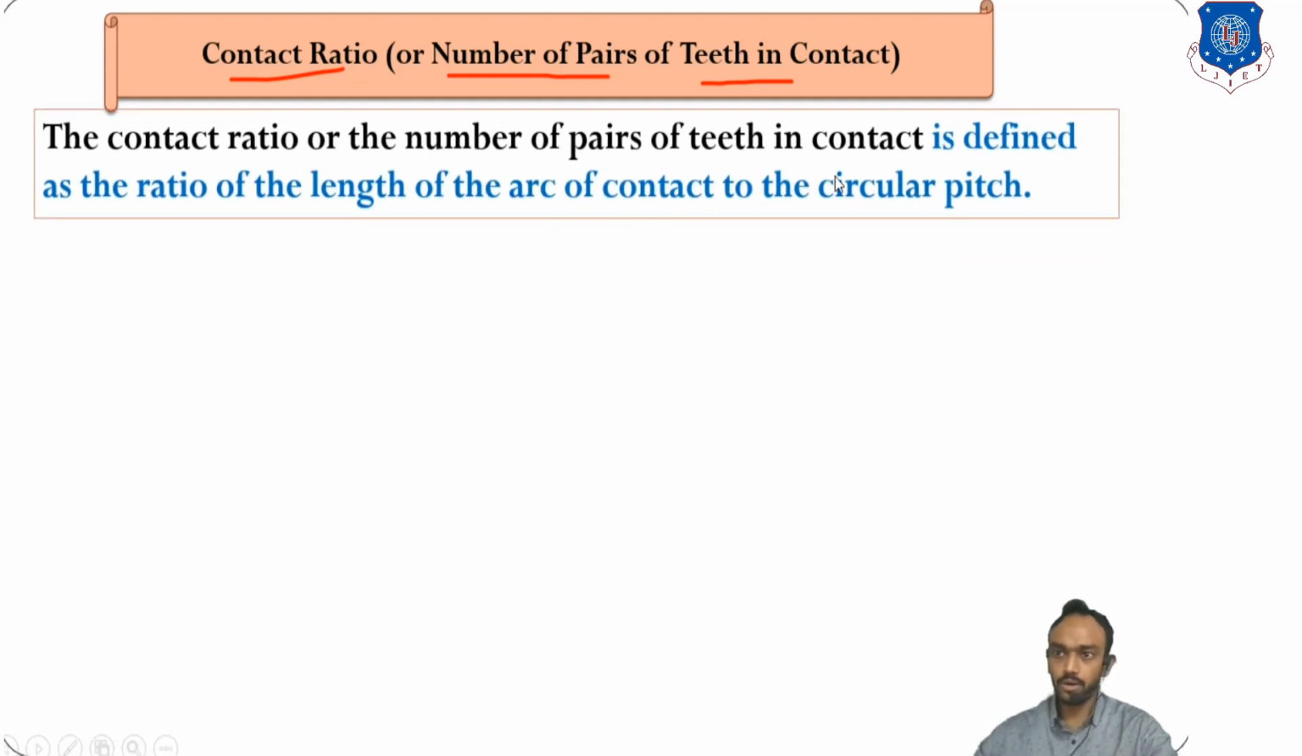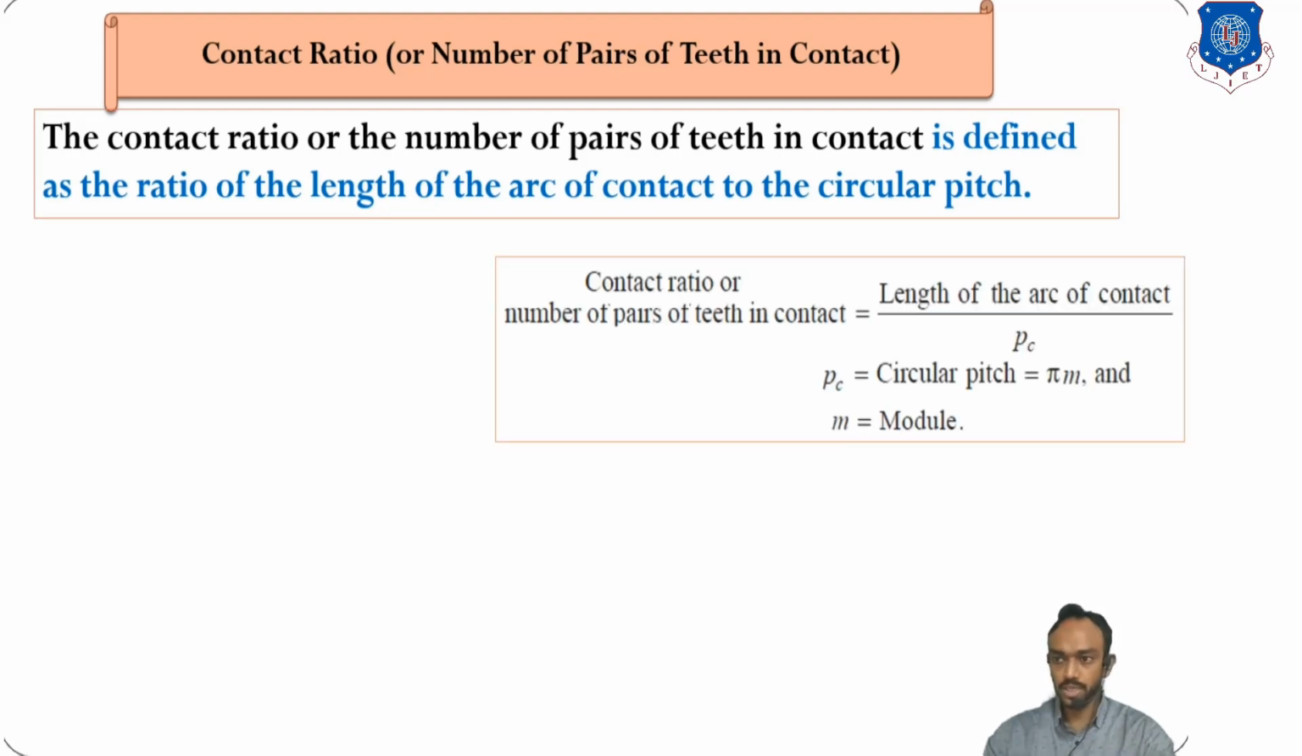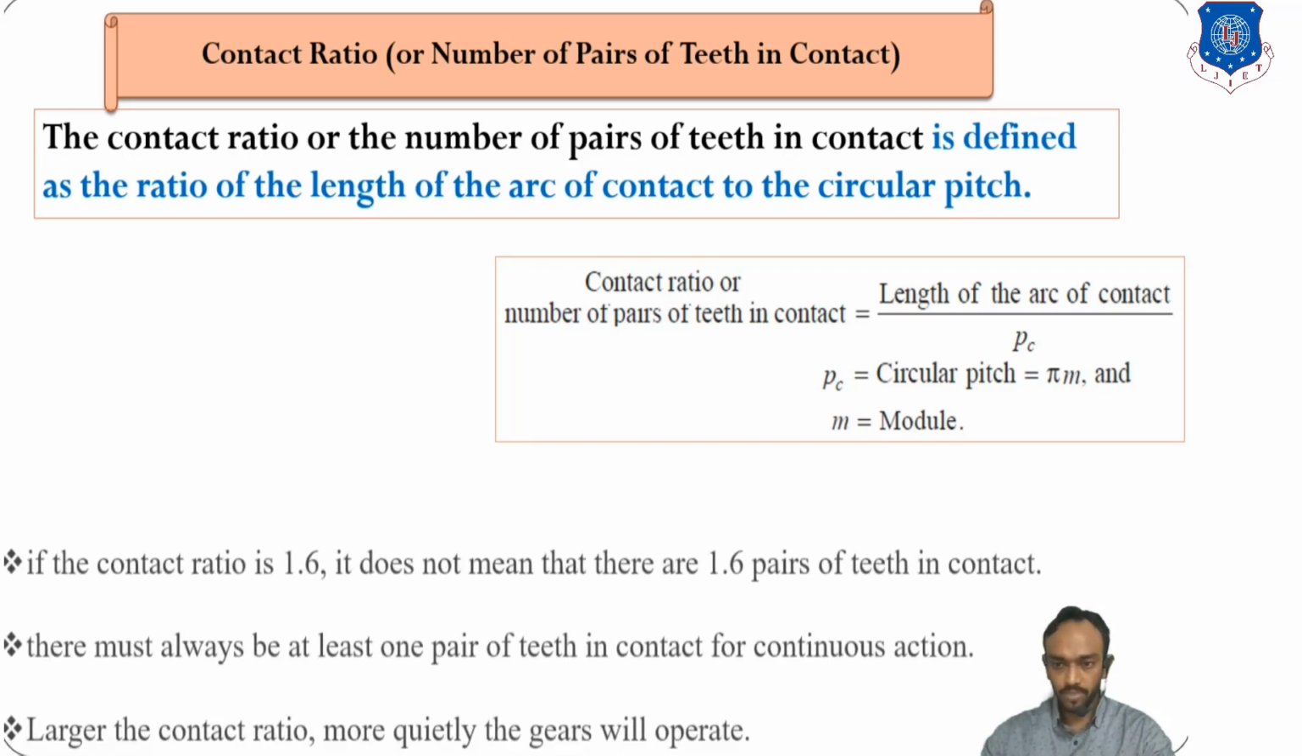The contact ratio is defined as the number of pairs of teeth in contact. It is the ratio of the length of the arc of contact divided by the circular pitch Pc. The circular pitch is pi m, also known as pi d by t, where m is the module. So the contact ratio is equal to the length of arc of contact divided by Pc.